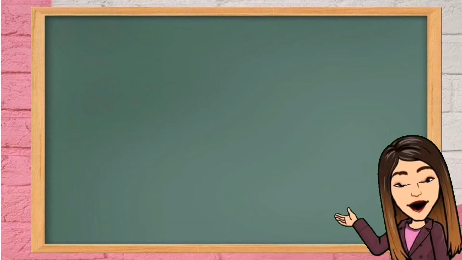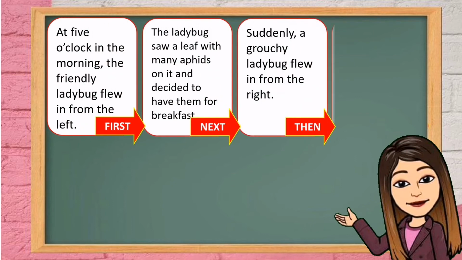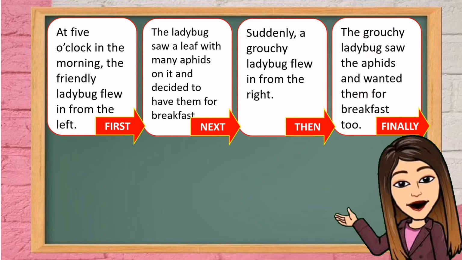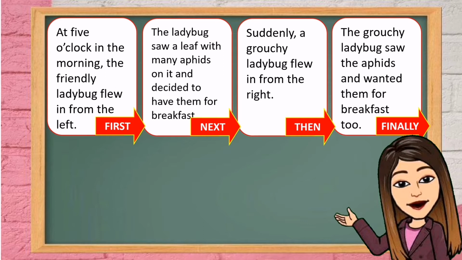Now, look at the illustration. Notice that the events from the story are written inside the boxes. And we call these boxes a graphic organizer. So, in the first box, first to happen in the story, at 5 o'clock in the morning, the friendly ladybug flew in from the left.